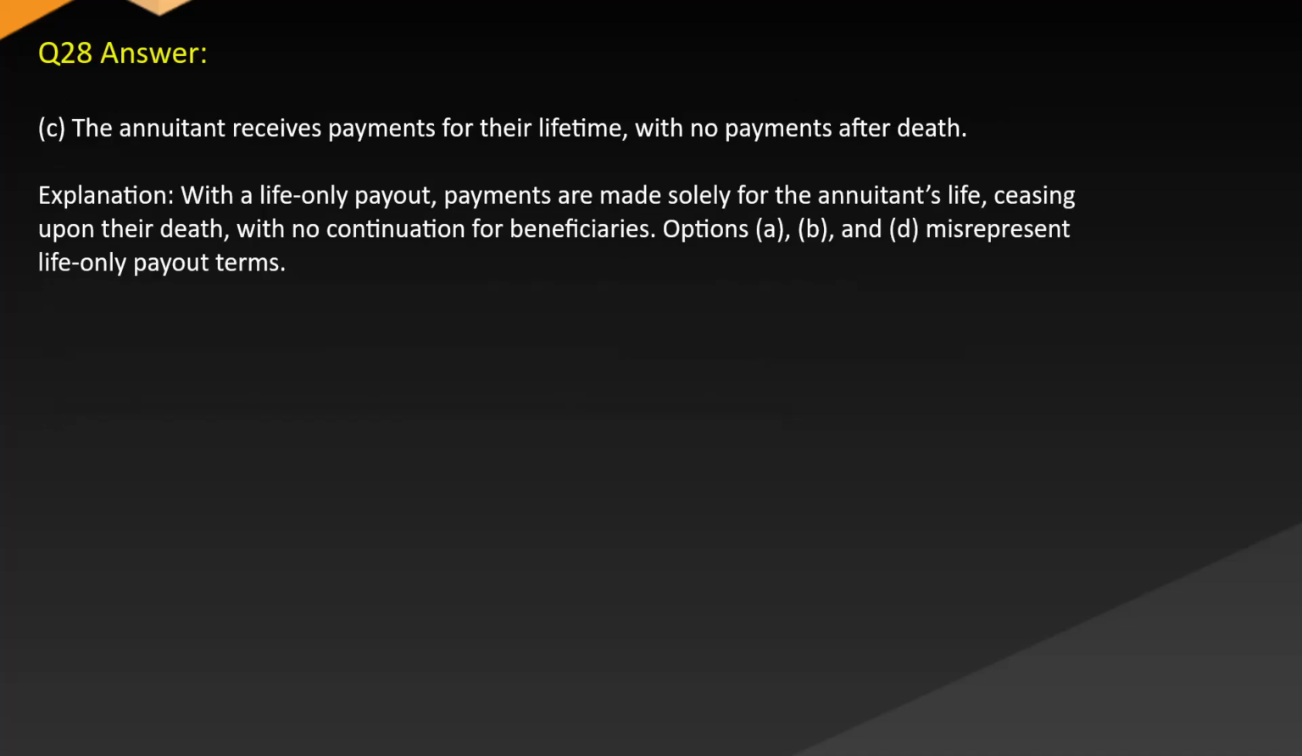Answer: C. The annuitant receives payments for their lifetime with no payments after death. Explanation: with a life-only payout, payments are made solely for the annuitant's life, ceasing upon their death with no continuation for beneficiaries. Options A, B, and D misrepresent life-only payout terms.